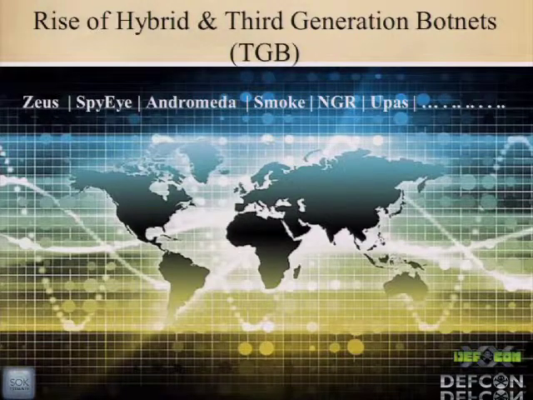It started with Zeus, then came SpyEye, and at present we are looking at Andromeda, and Smoke is there. NGR existed about six months ago and is still going fine, but not as much. Its place has been taken by Andromeda and Smoke, and the upcoming one being built nowadays is called UPass bot. Why hybrid? Because some of the botnets are picking up characteristics of other botnets. For example, SpyEye harnessed the power of Zeus in getting the web injects concept, and NGR is also using a similar thing.